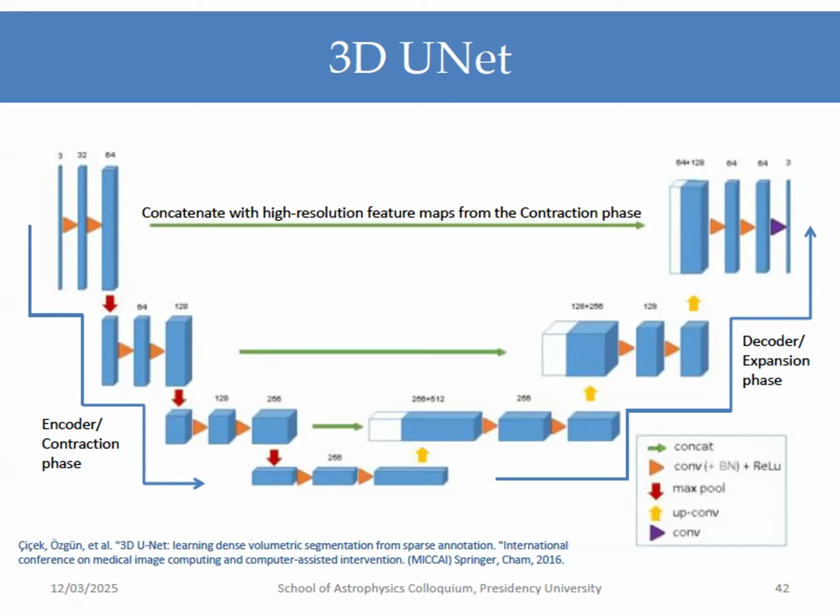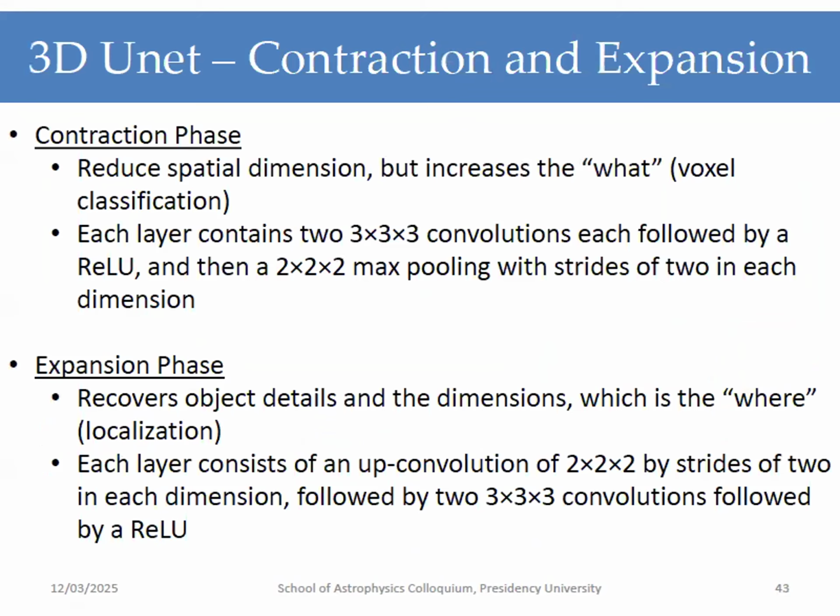So there are two main components. One is the encoder, or contraction phase, and the other is the decoder, or expansion phase. The main idea is that in the encoder you downsample the image and make some inference, and then at the decoder stage you upsample and try to make the inference at the same resolution. This slide summarizes it. In the contraction phase, you reduce spatial dimension, but increase the power of your answer to the question of what, that means the voxel classification.